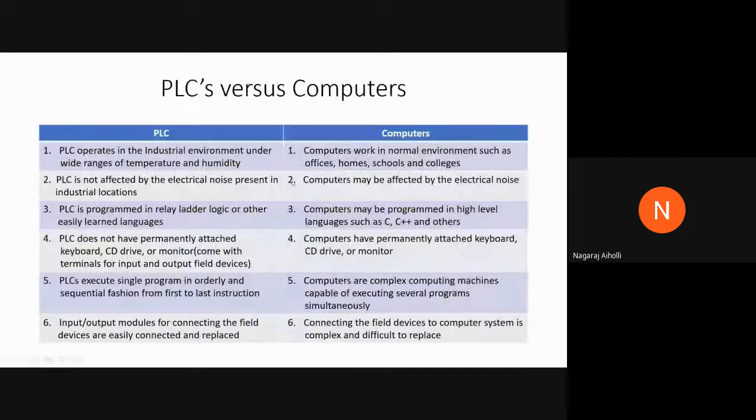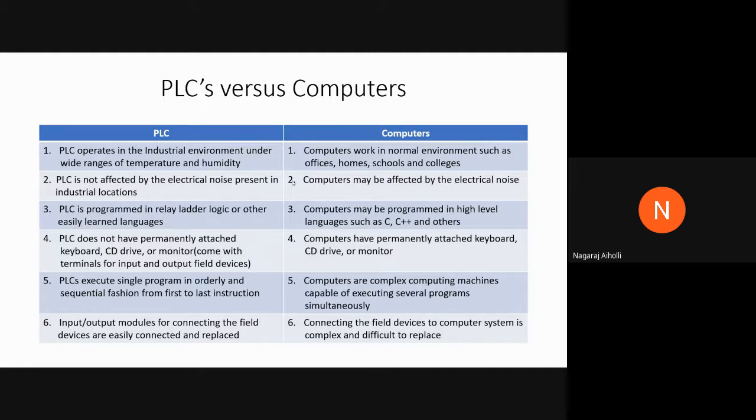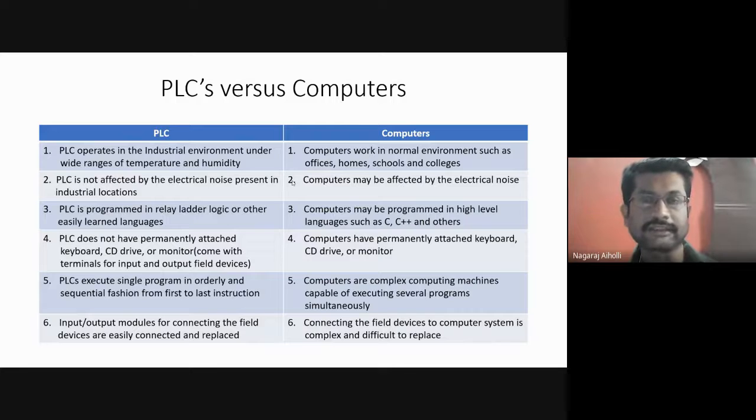Then we have seen the comparison between PLCs and computers. PLC is industrially oriented, whereas computers are for normal operation. In PLCs, we use languages such as ladder rung diagram, functional block diagram or charts. But usually in computers, we use high level languages such as C, C++, Java and such other languages. PLC is not affected by the electrical noise present, whereas computers may get affected by electrical noise if they are used in the same industrial environment. Then PLC is programmed by the relay ladder logic program. That is the point I have highlighted.